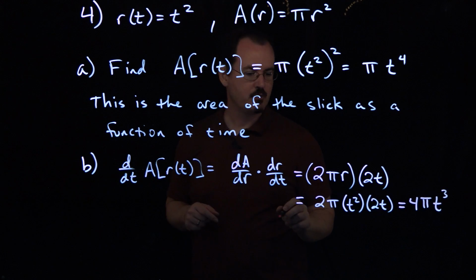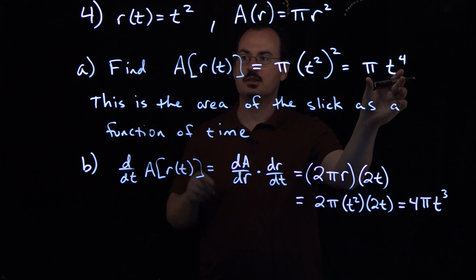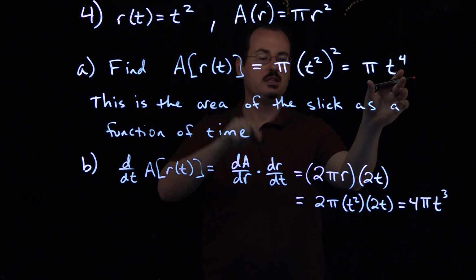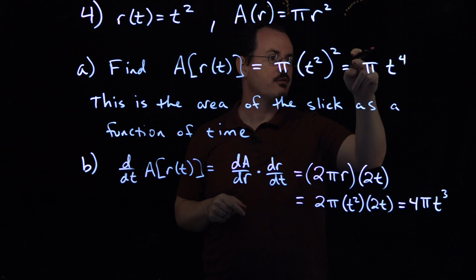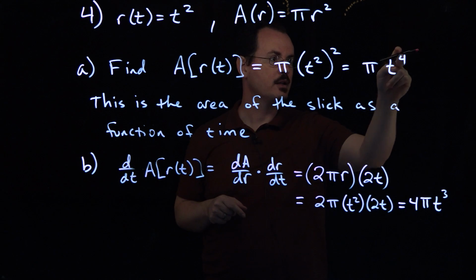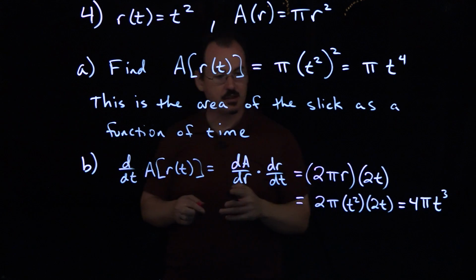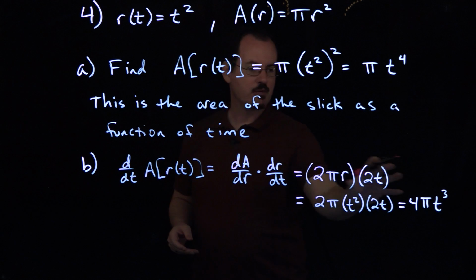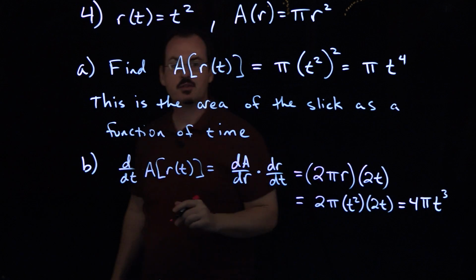Now notice that we could have just done this straight from here because we had that function A of r of t. This was already a function of time here. If I just did it that way, I would just put the 4 in front, 4 pi, and then lower that by 1, so 4 pi t to the third power. Of course, we have to get the same answer here. This is just demonstrating what the chain rule is doing, but if you have that function, you can just jump right to the derivative here.